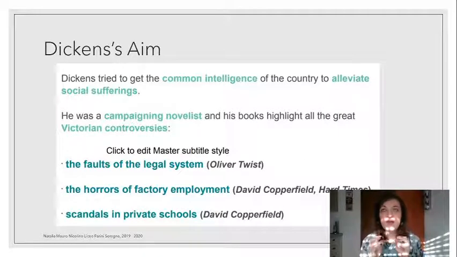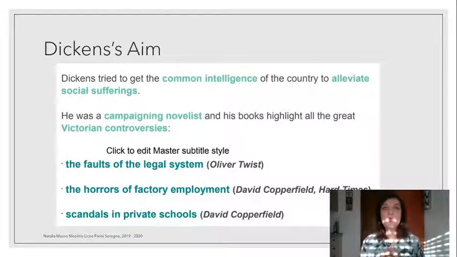Okay? For this reason, he was a social novelist, but not only social, he was a campaigning novelist, because he wanted to show what the problems of Victorian society were, and he also wanted people to be aware of what was going on around them. Okay, he wanted to educate. He had a moral aim, and he also wanted to teach.